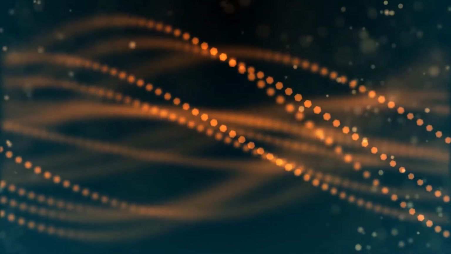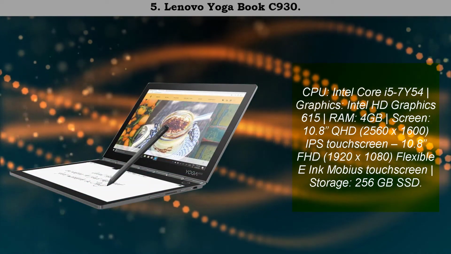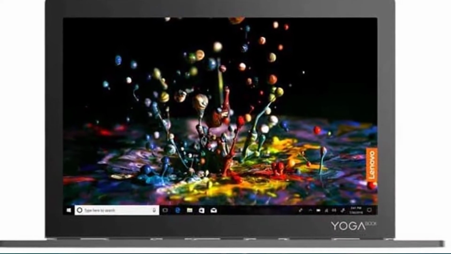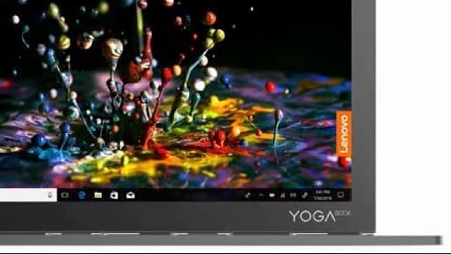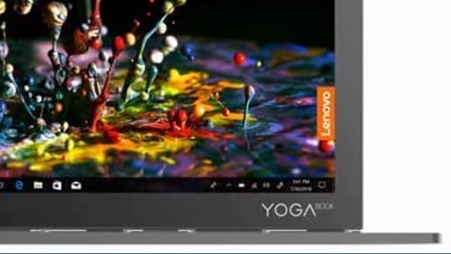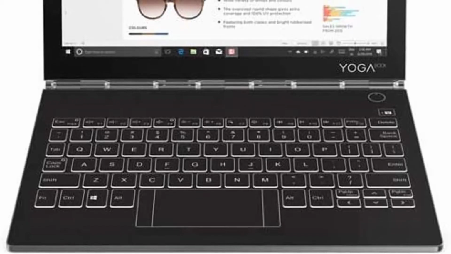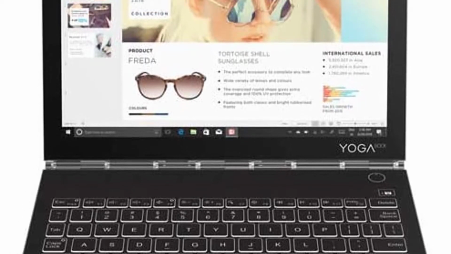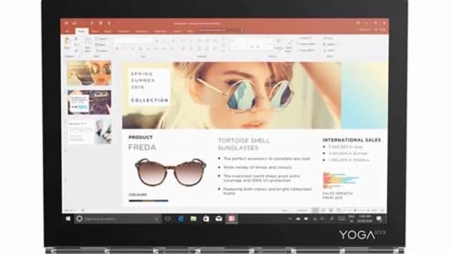Let's start. Number 5. Lenovo YogaBook C930. The Lenovo YogaBook C930 is a truly innovative 2-in-1 laptop, with a second e-ink display that moonlights as a keyboard, a pad for making notes and drawing, and a traditional e-ink reader for viewing documents. It's perhaps this second stunning screen that's the biggest selling point of the Lenovo YogaBook C930.